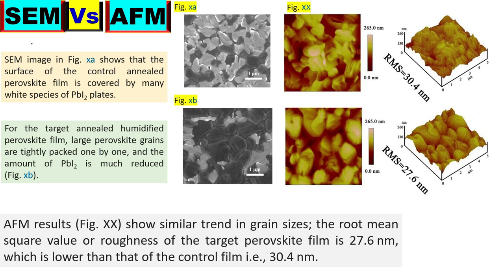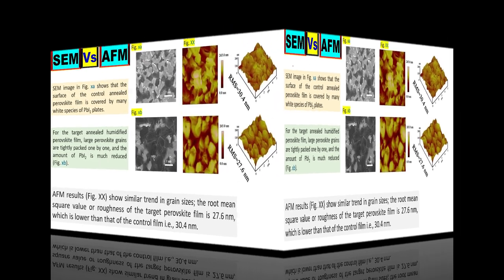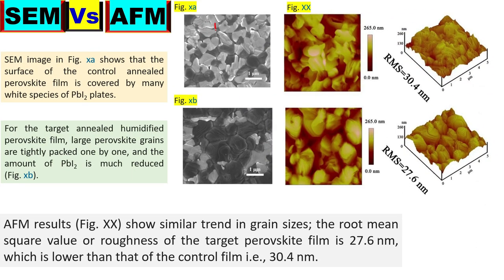How to discuss, how to interpret, how to write about scanning electron microscopy images and atomic force microscopy images. Both techniques are used for surface analysis. However, AFM is a more advanced technique than scanning electron microscopy. Here we have two samples. This is sample number 1 and this is sample number 2.